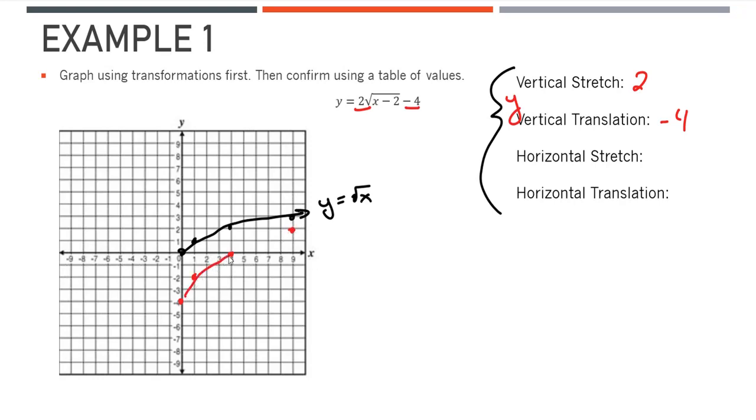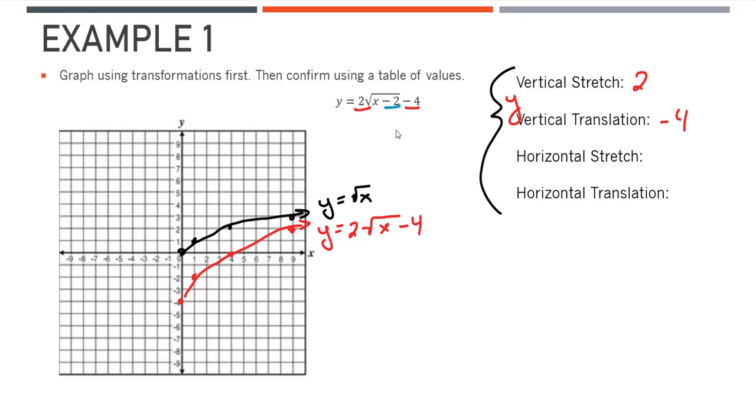So again, connect the dots. And we should label this. This is not fully complete. This is actually just the a value of 2 and then the vertical translation of -4. So we have one more translation left to do.